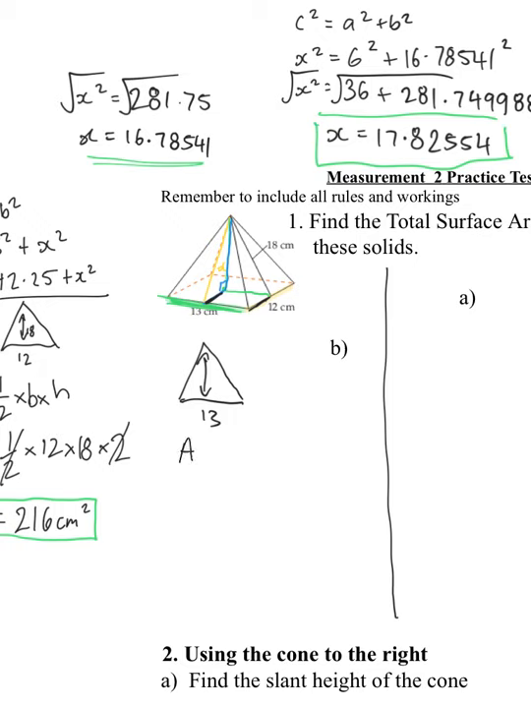So the area of a triangle is half times the base times the height. As I said, we'll times it by 2 because we've got a pair. So the half and the 2 are going to cancel each other out. So it's going to be the base times the height. So it's going to be 13 times the 17.82554, which equals 13 times 17.